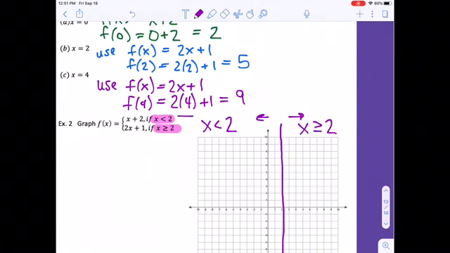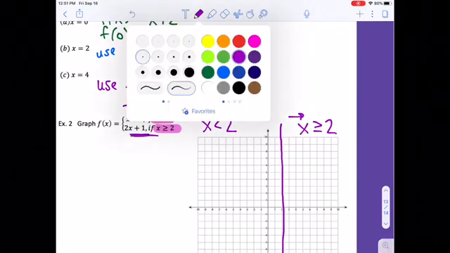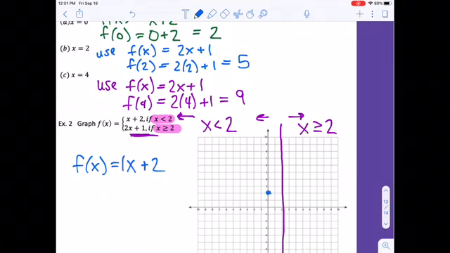So if you notice, on the left side of the equation, we will graph this line, and on the right side, we will graph this line. So the line f of x equals x plus 2. I'm going to start by graphing my y-intercept of 2. And then my slope here is actually 1 over 1. So I'm going to rise 1, run 1, rise 1, run 1 to that line.